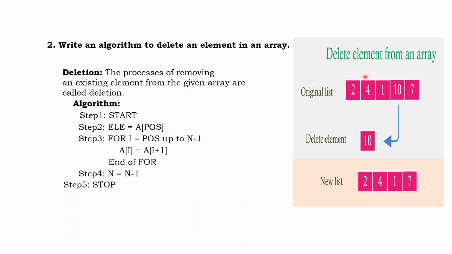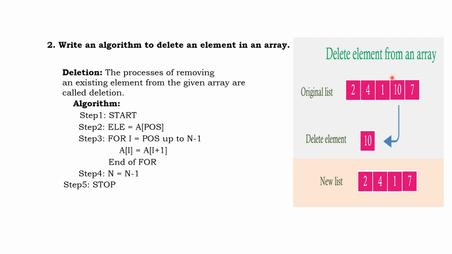This means 0, 1, 2, 3. That means the position 3 element we need to remove, that is 10. First remove from the position. What is the position we have taken? That is 3. From position 3 to n minus 1, we need to shift the elements towards the lower order position, A[i] equal to A[i plus 1]. Position is 3, 3 plus 1 is 4. The element present in 4 is shifted to 3.